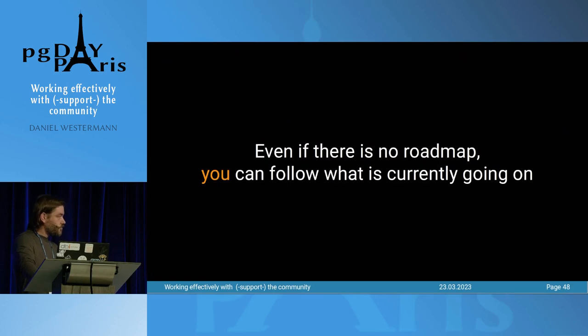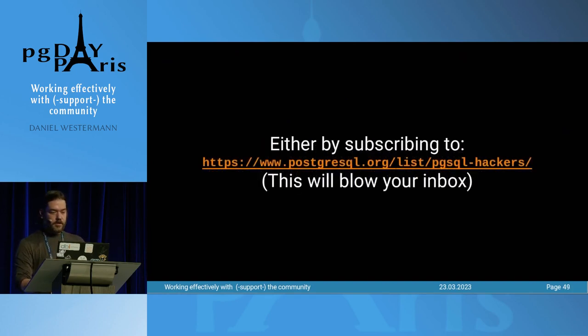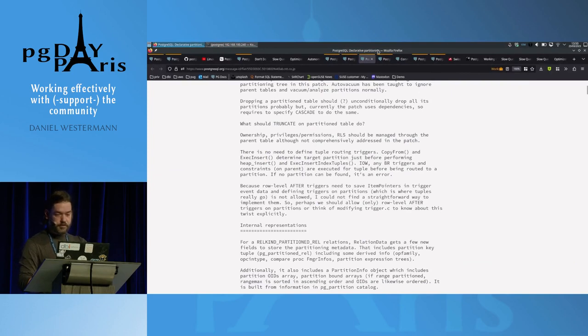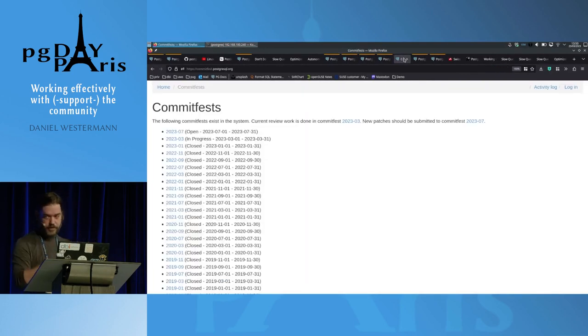But even if there's no roadmap, you need to do something. You can follow what is currently going on, either by subscribing to the hackers mailing list, but this will blow your inbox. A few hundred mails per day, something like that. Much easier is this one. Letizia mentioned that this morning already. So the Postgres development is organized into so-called commit fests. If you want to see what's currently going on, go to commitfests.postgresql.org, and then you see the one which is open, one is in progress, and all the closed ones.